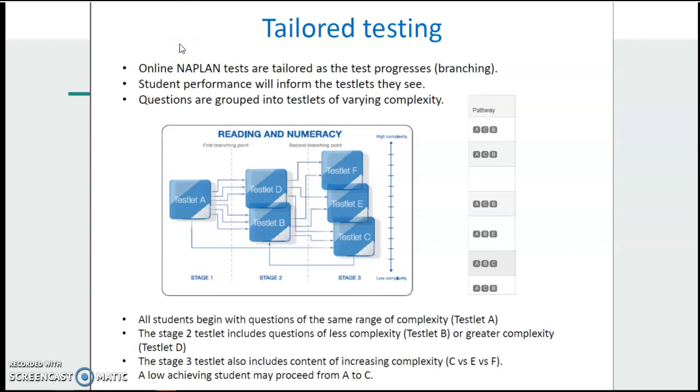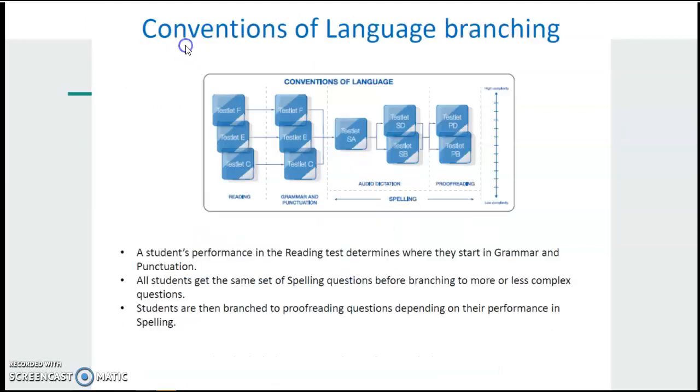Depending on how students go with certain aspects of the test will depend on what questions they get in other aspects. That can also include how they go with, for example, the reading test, which determines where they will actually start the conventions of language test. For this reason, the tests are in a specific order and need to be followed.